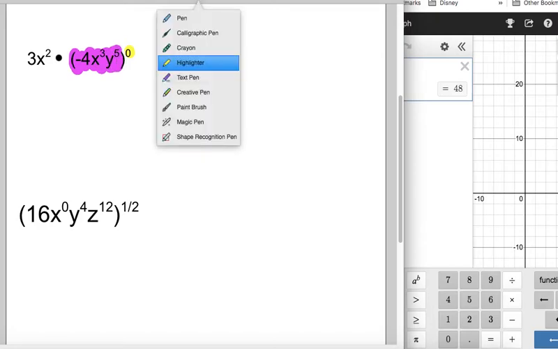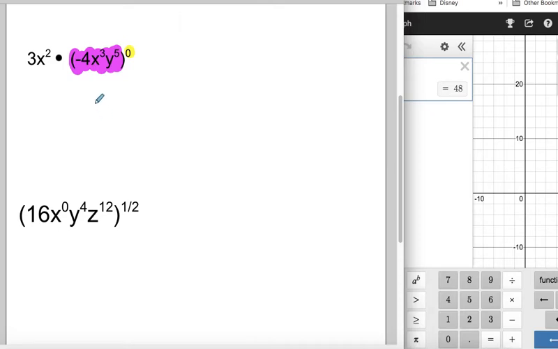Everything that I just highlighted in pink has the power of 0, which means that all of that is just going to be the number 1. So what we're really doing here is multiplying the 3x squared times 1. So really it's just like having a coefficient of 3 and a coefficient of 1, and 3 times 1 is 3, and so 3x squared is the answer.